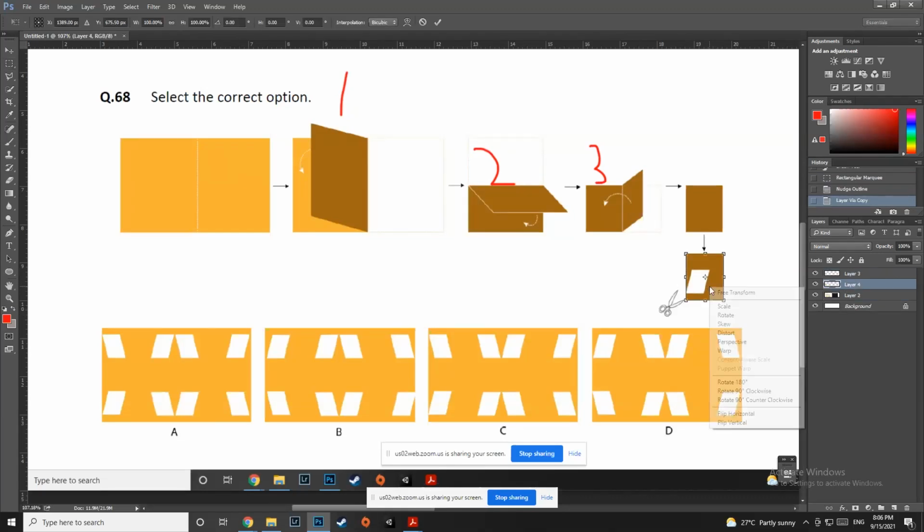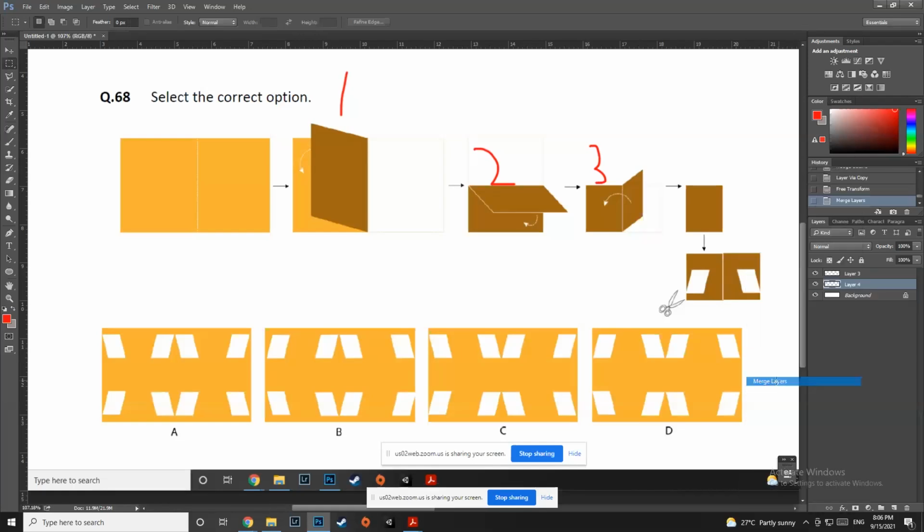Right. So what will happen is, see, I'm going to open it once. Right? Then I am going to just merge this. Then I'm going to open it twice, right? And then the whole thing has to be pasted to the right of it. If I paste this whole thing to the right of it, which option do we get? We get option A. Right?